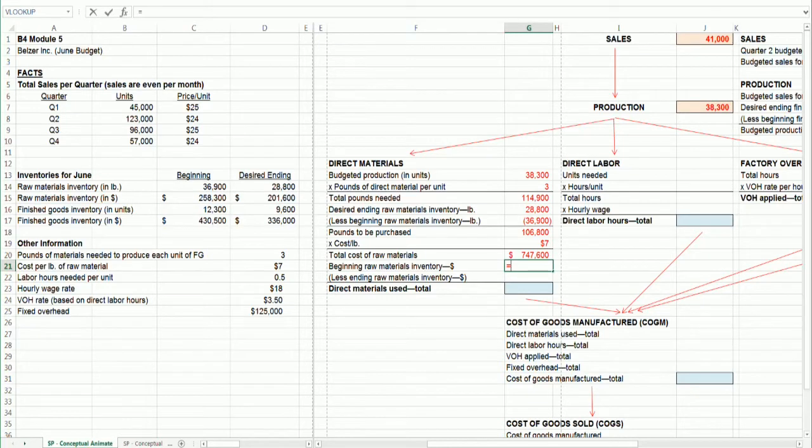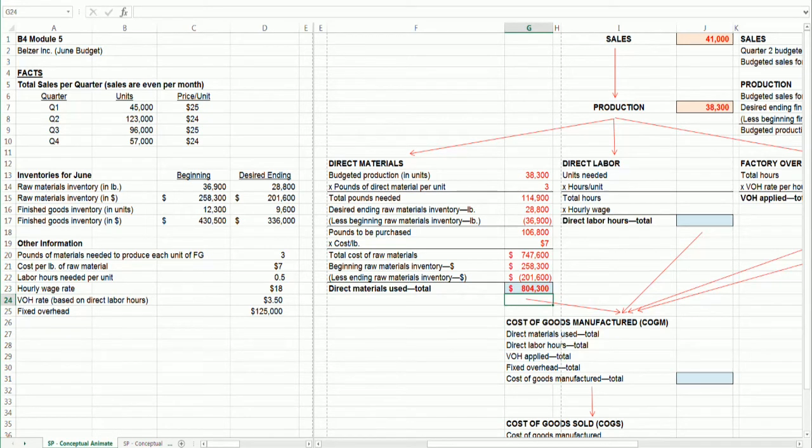We have one more inventory calculation to make. If I start the period with $258,300 of raw materials and I purchase $747,600 more, I can add those together. That's just over $1 million in raw materials available for production. If at the end of the period I desire to have $201,600 left, the sum of those items is $804,300.